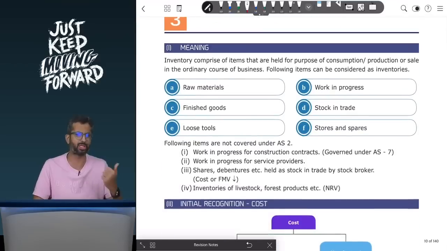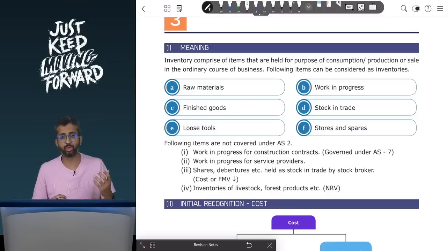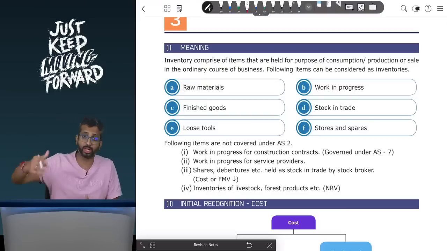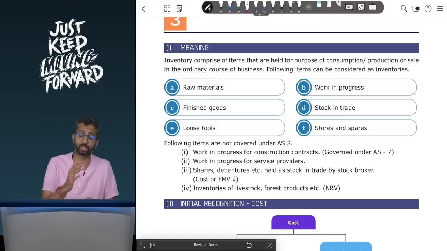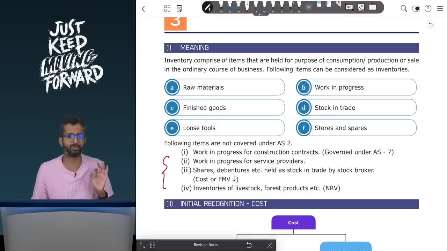This will include raw materials, finished goods, work in progress, even stores and spares, loose tools and consumables will be covered under AS2. Items that are not going to be covered under AS2 in terms of the scope coverage would mean work in progress under construction contracts. Why? Because there's a separate accounting standard, AS7. Then you have shares, debentures held as stock in trade, because this is a separate standard, AS13. And inventories of certain agricultural or biological products like livestock, forest products, etc., which will be recorded at NRV only. So these are the items which you might remember, let us say, from an MCQ perspective.